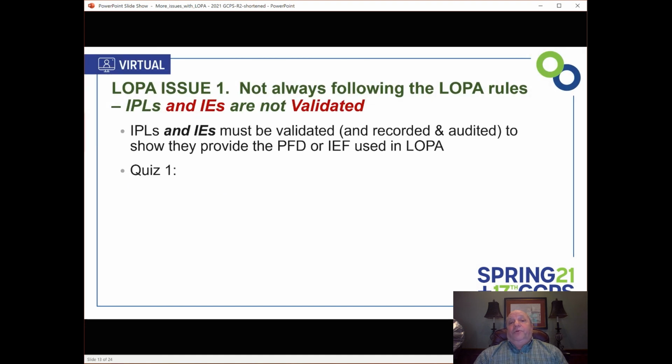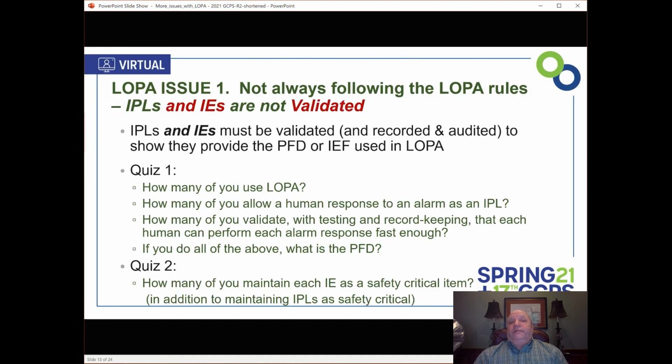In addition, you really should be validating your initiating event frequencies. Very few companies do this right now, or at least don't do it the way we would have expected it as the authors of LOPA. So your IPLs are just as critical, your initiating event frequencies are just as critical to ensure as the probability of failing on demand of an IPL. So they're both statistics and a calculation of risk. If your initiating event frequency goes up, your risk of the whole scenario goes up.